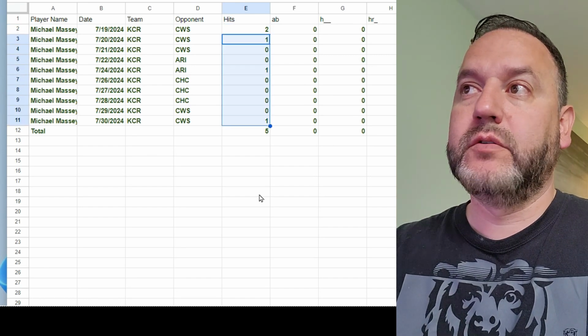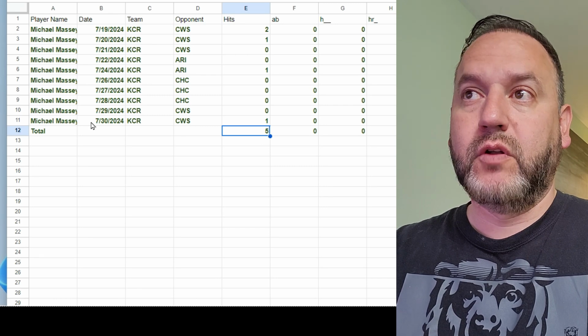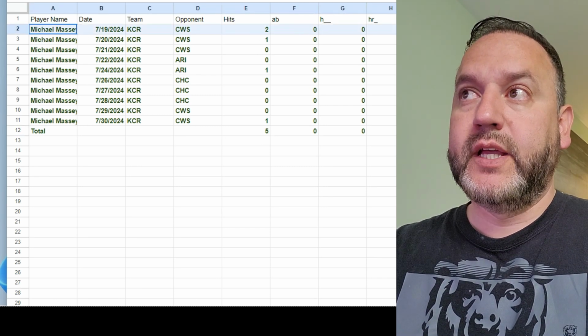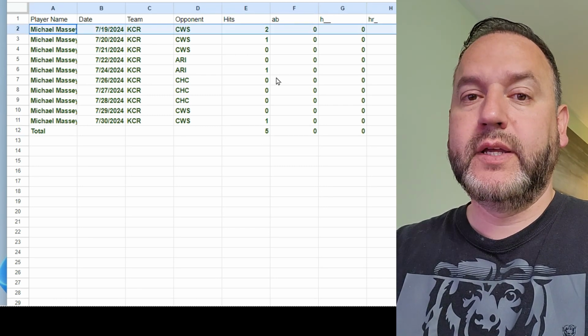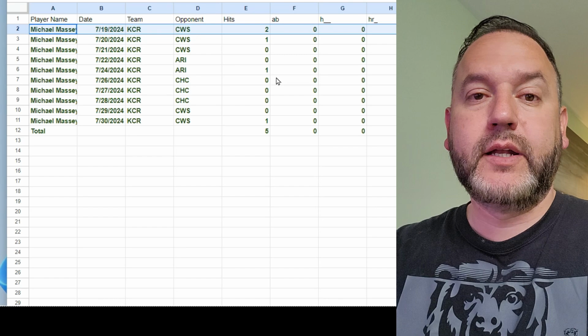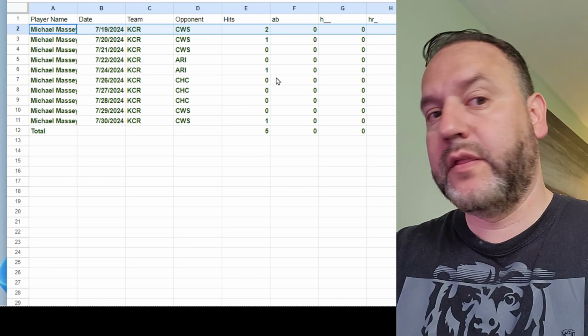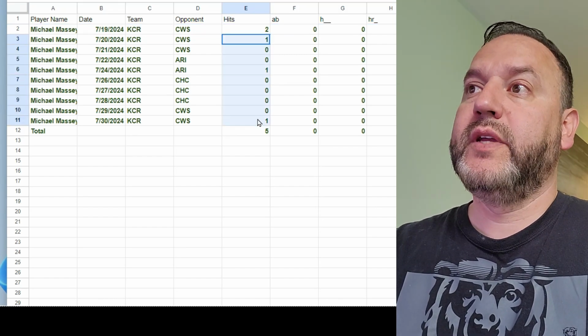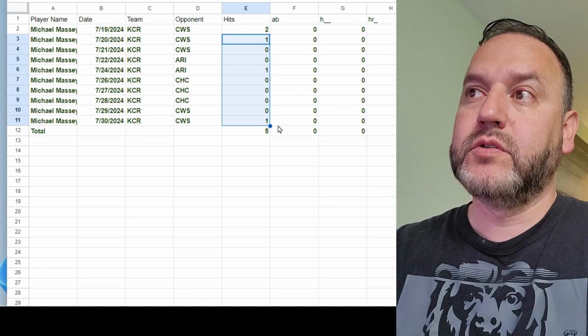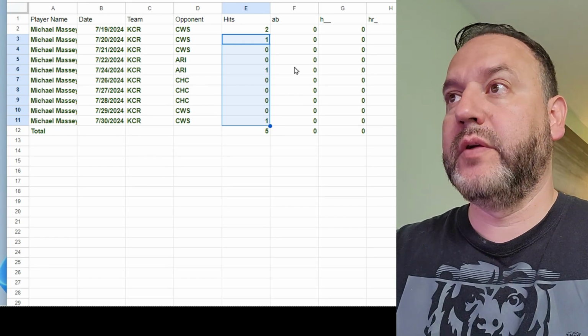All the other ones are zeros and ones, for a total of 5. Now, the game where he got 2 hits was all the way back on the 19th of July. Today's already the 31st of July. So between that time, he's gotten a bunch of zeros and only 2 or 3 ones.